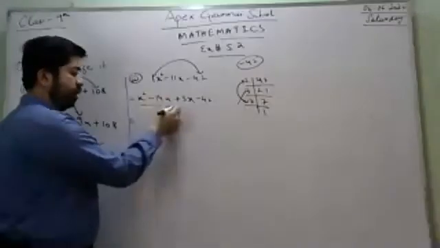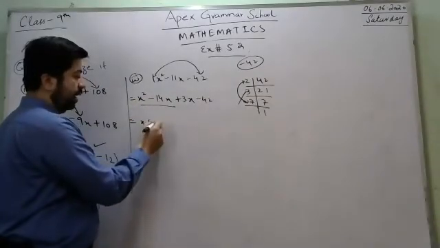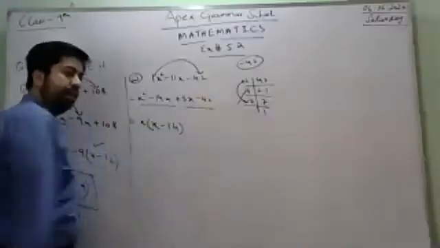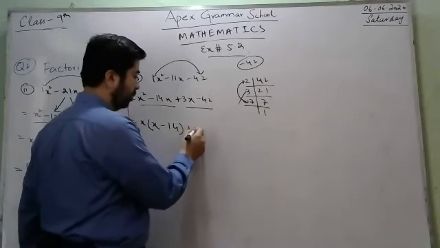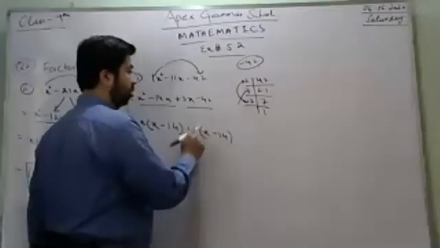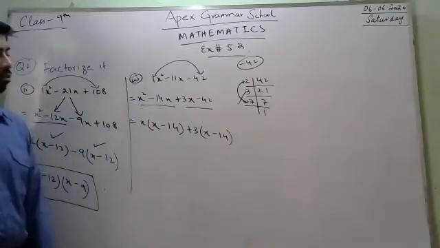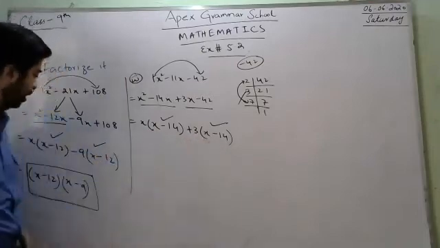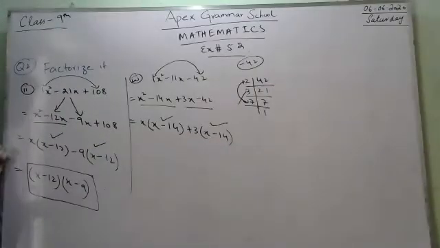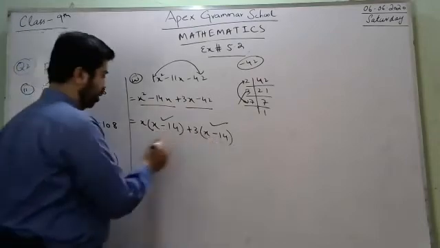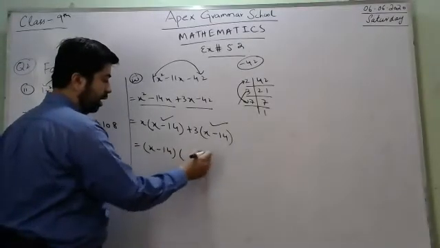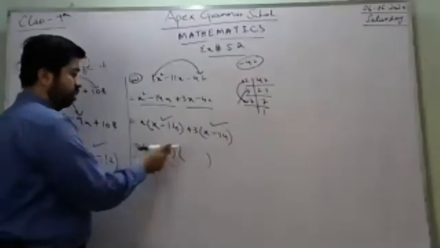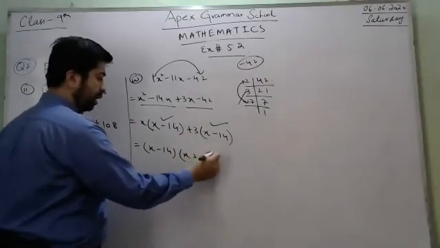Now, what is common here? X is common, then x minus 14, and what is common here? Plus 3 is common, and then x minus 14, 3 14s are 42. Now, x minus 14 and x minus 14 both are same, just like in the previous question x minus 12 and x minus 12 were same. Then we write it down, x minus 14 1 time, and without brackets it is x plus 3, because x minus 14 is common, so x plus 3 there, and it is the answer.